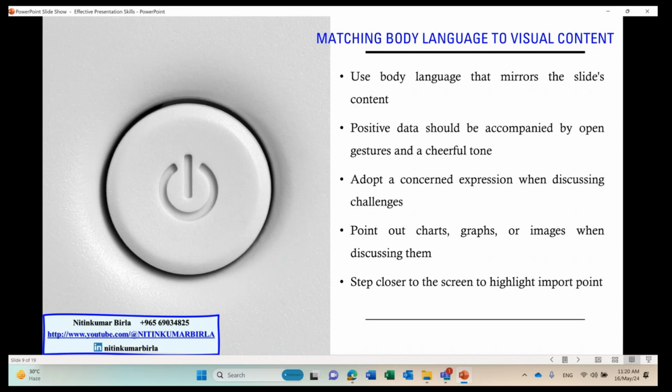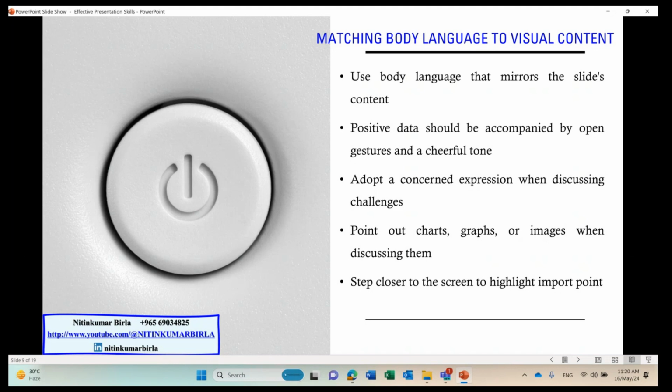Point out charts, graphs, or images when discussing them. First of all, our charts and graphs should not be heavily loaded. If there are 10 columns you want to show in the chart, try to make them 5 so that it is easily absorbed by the audience. Easy numbers, and speak out. Nobody will read every point of that chart. Just say critically which point you want to show them in that chart. So that's the most important thing.